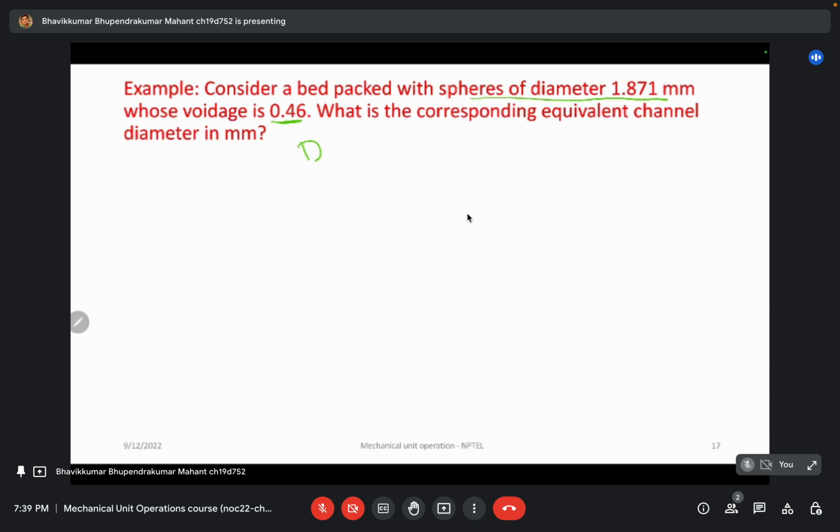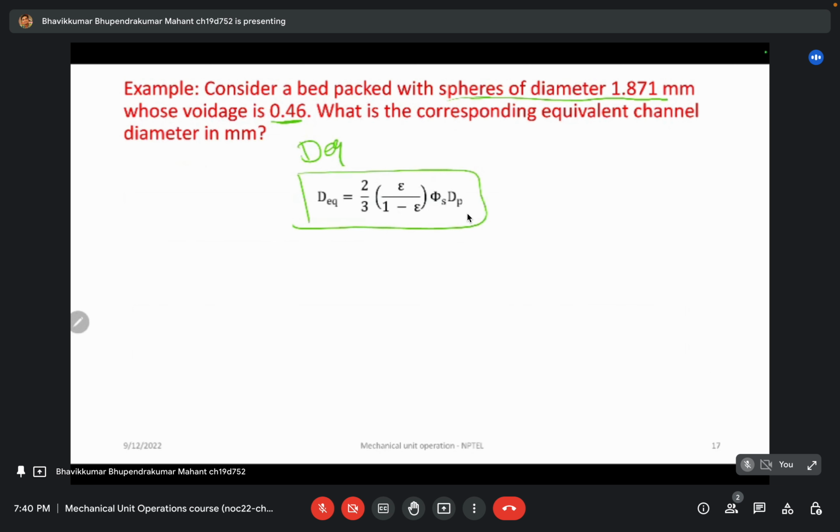So we need to find the equivalent diameter. For D equivalent, you just need to put the values in your equation. That's it. This is a very easy and simple example. As you know, the D equivalent equation is there, we just go through. D equivalent is equal to 2 by 3 multiplied by epsilon upon 1 minus epsilon, phi s, yes, that is sphericity.